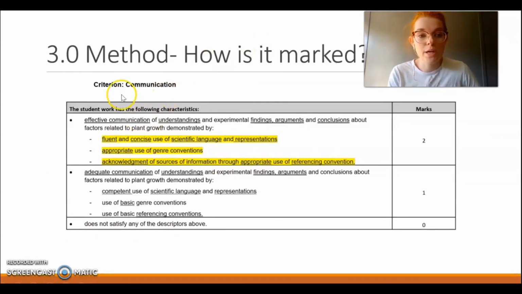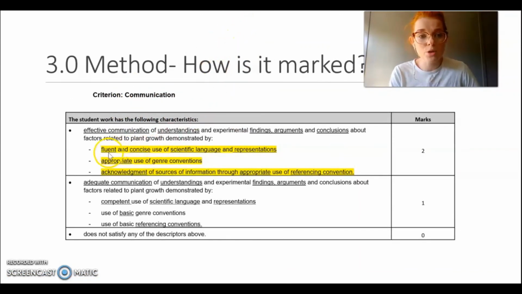And once again, we've got our communication. So our communication here, same as the whole way through the report, it's fluent and concise use of scientific language and representations, appropriate use of genre. So that's things like writing in third person past tense, making sure that you've got the headings that you need to do. And then acknowledgement of sources through referencing. So are your references done correctly and throughout the whole report?